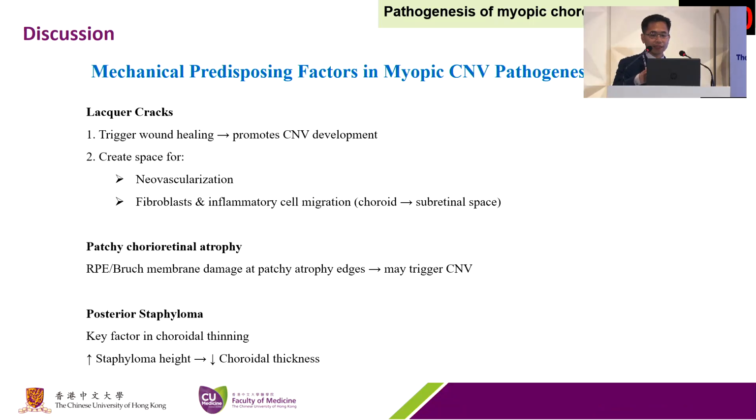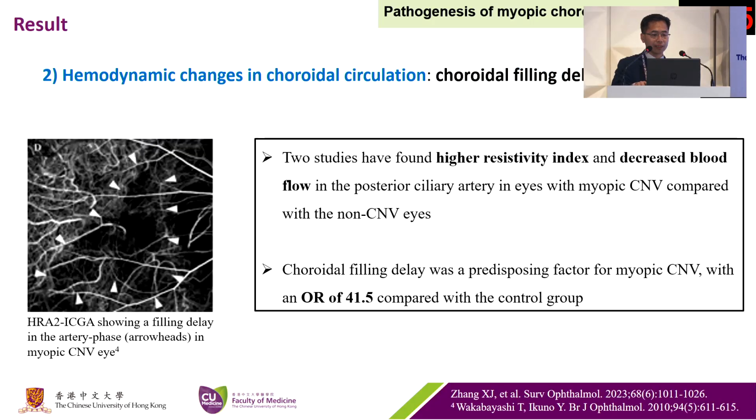In fact, the mechanical factors predispose to this pathogenesis. The lacquer cracks can trigger the wound healing mechanism leading to myopic CNV, and it also creates a space allowing for neovascularization, and fibroblasts and inflammatory cells can migrate from the choroid to the subretinal space. For the patchy chorioretinal atrophy, there can also be damage at the edge that may trigger the CNV, and the posterior staphyloma is a key for the choroidal thinning. We will elaborate more on choroidal thinning in the pathogenesis.